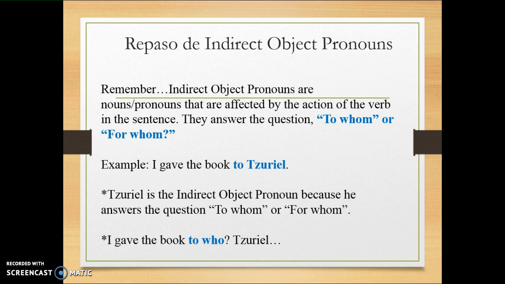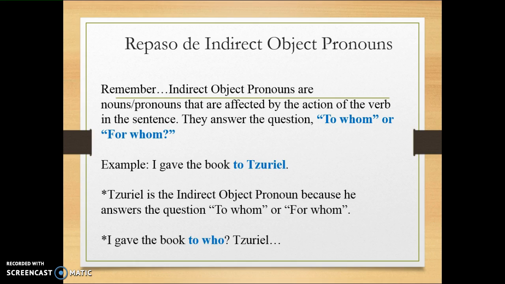Again, this was something that is a little bit difficult at first, but a lot of y'all got used to the indirect object pronouns and did awesome. So same thing with the direct object. But let's just review what an indirect object pronoun is. So remember, they are nouns or pronouns that are affected by the action of the verb in the sentence. So they answer the question to whom or for whom.